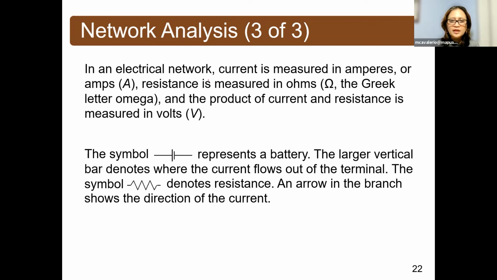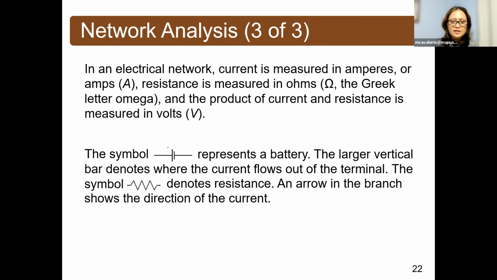So in an electrical network, current is measured in amperes, which we can write as A. Resistance is measured in ohms, given the symbol omega. And the product of current and resistance is measured in volts, which is denoted by capital V.